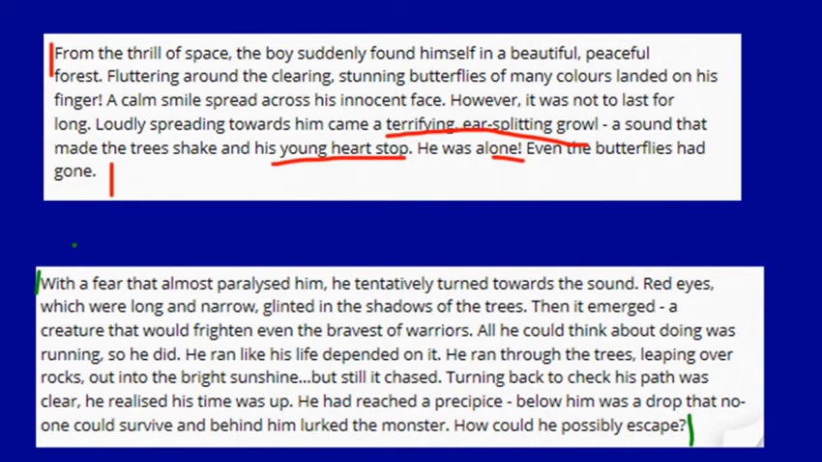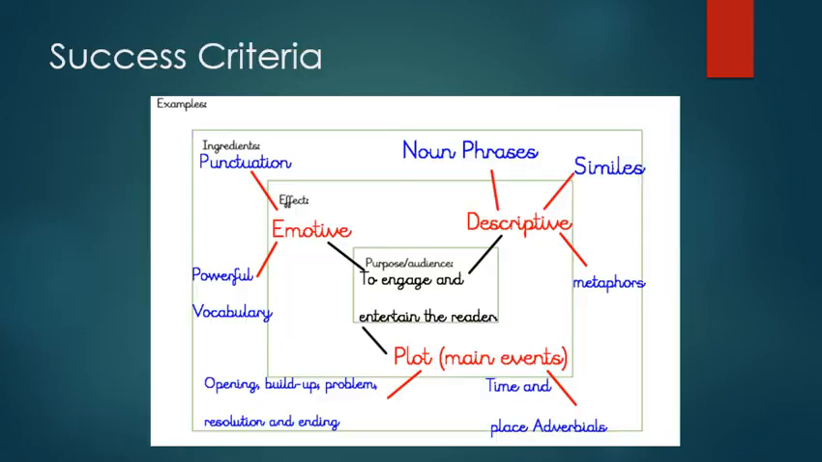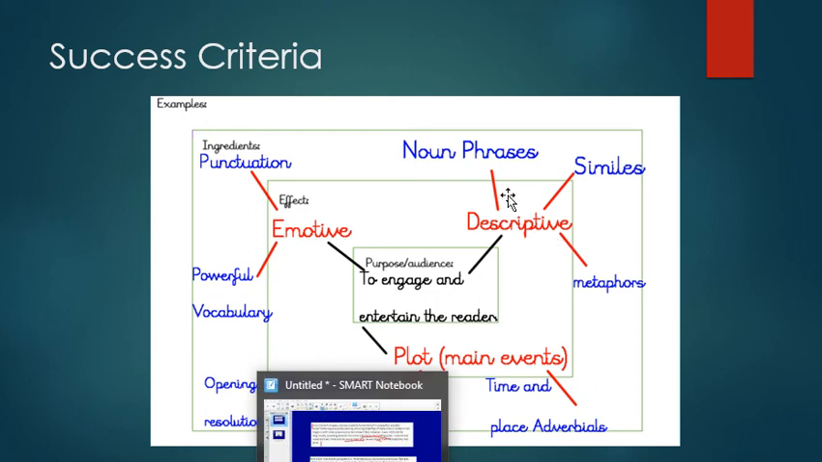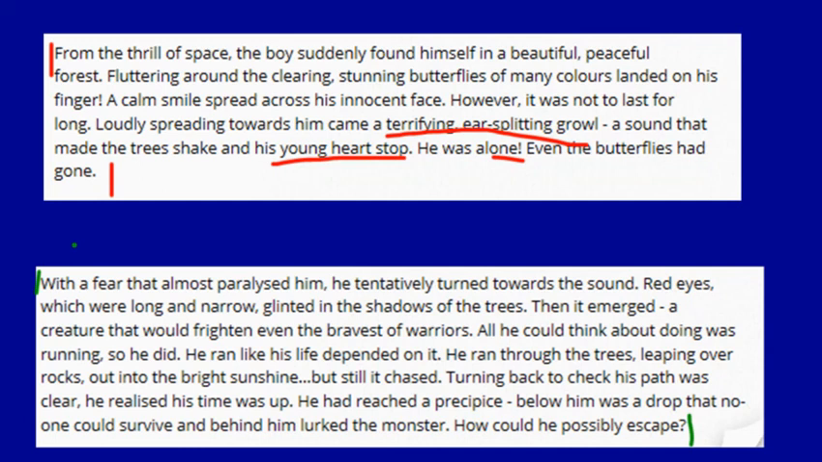So we can see that these two paragraphs together really help introduce our problem. It shows us what the problem arises and where the boy gets transported to, and then it starts to tell us how our characters react to the problem and how it affects our characters. It comes and then he's at the edge of a cliff. What could happen? Within this, Miss Pinder White has also used some fantastic ingredients from our success criteria.